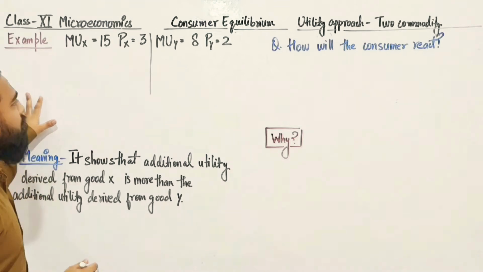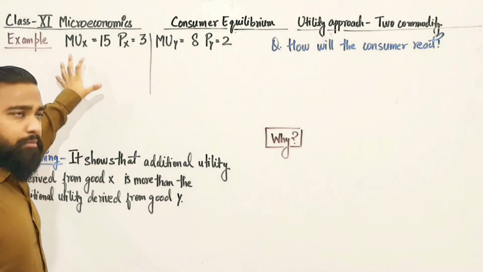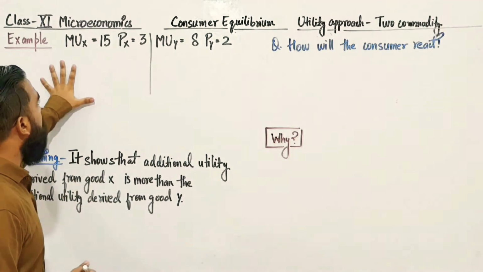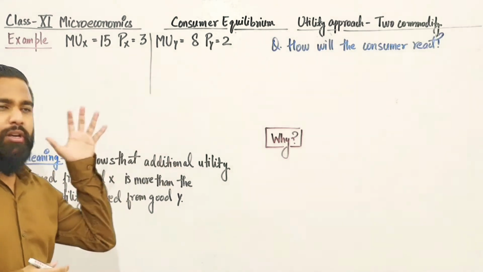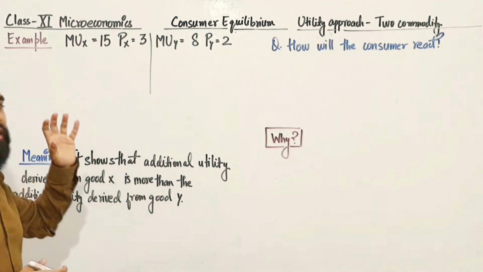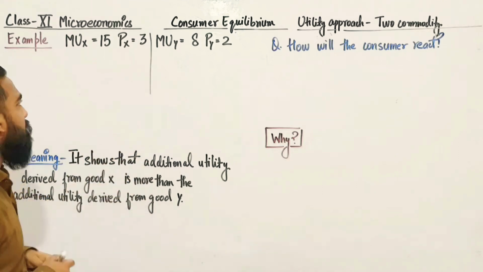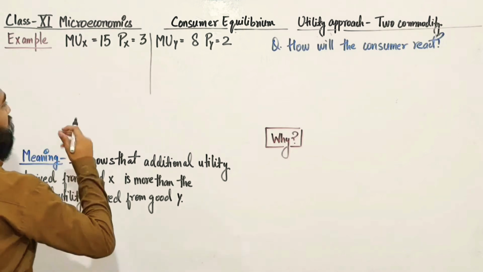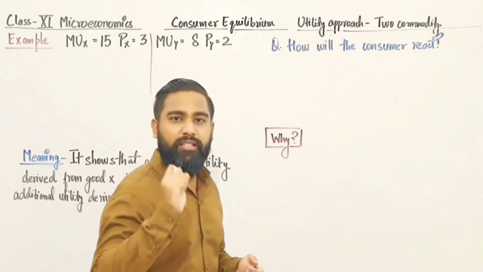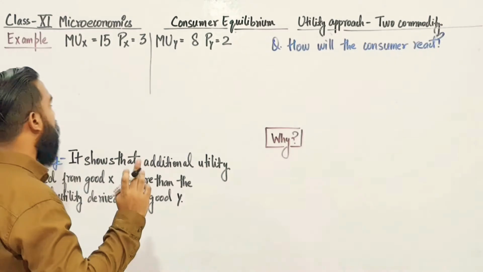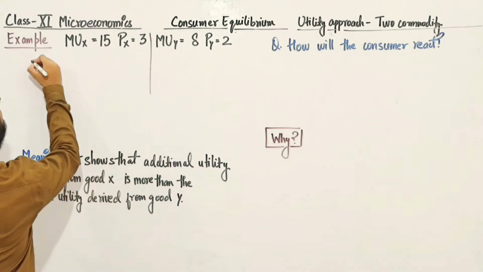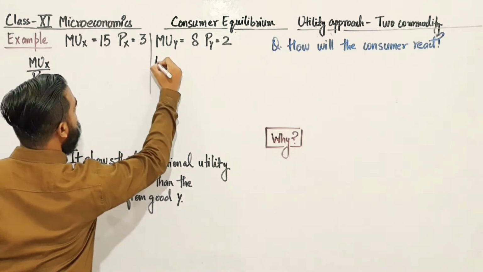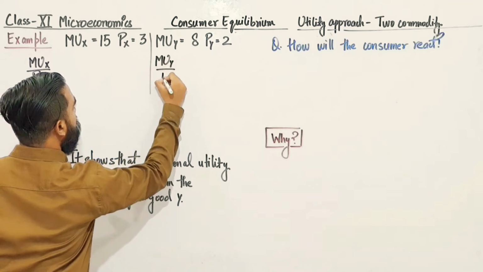I have taken one more example where good X is your burger and good Y is your sandwich. Now, we have to establish the consumer equilibrium. We have to check whether the consumer equilibrium is there or not. Now, to have the consumer equilibrium, what was the situation? It was MUX upon PX must be equal to MUY upon PY. Now, let's put the values here.